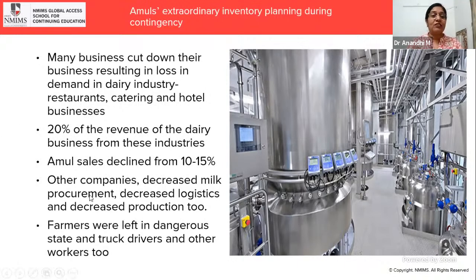So when other companies decreased milk procurement, decreased logistics cost and decreased production, Amul increased everything. When they took this move, farmers were also left in a dangerous situation. And when you go back and recollect, we saw a lot of forwarded WhatsApp messages during those days, of farmers spilling the milk on the road, because you cannot stop milking the cow. You can stop production, but you can't stop milking the cow. That has to happen.